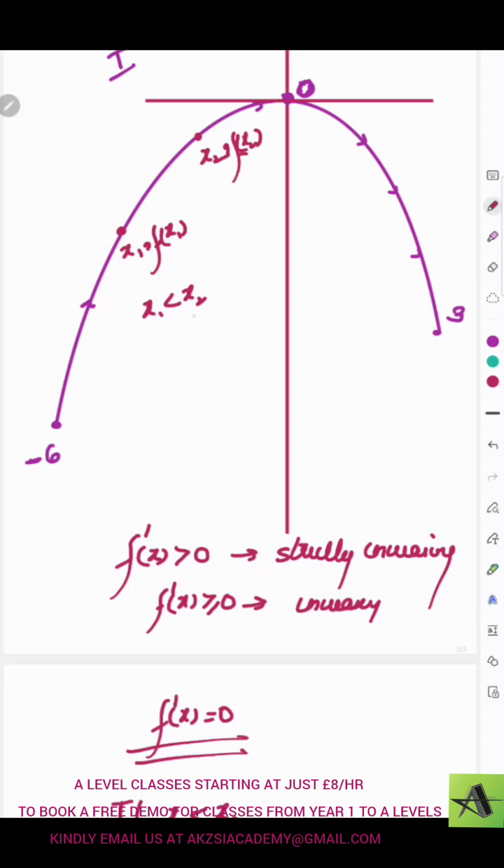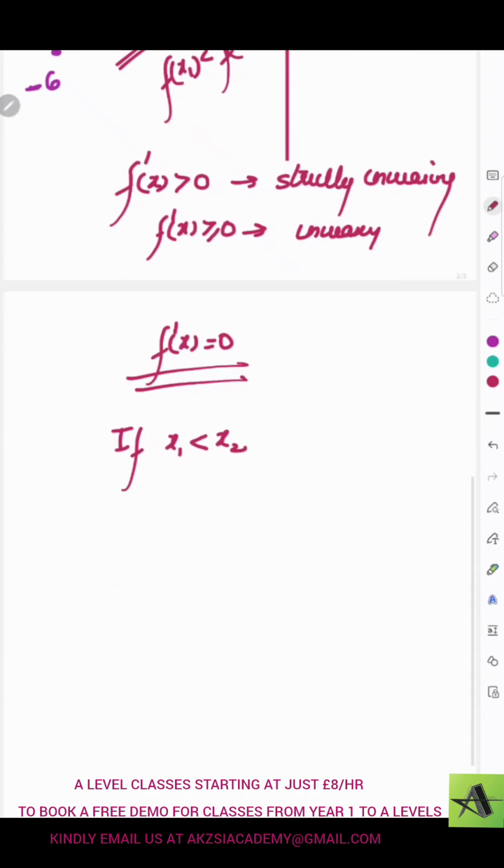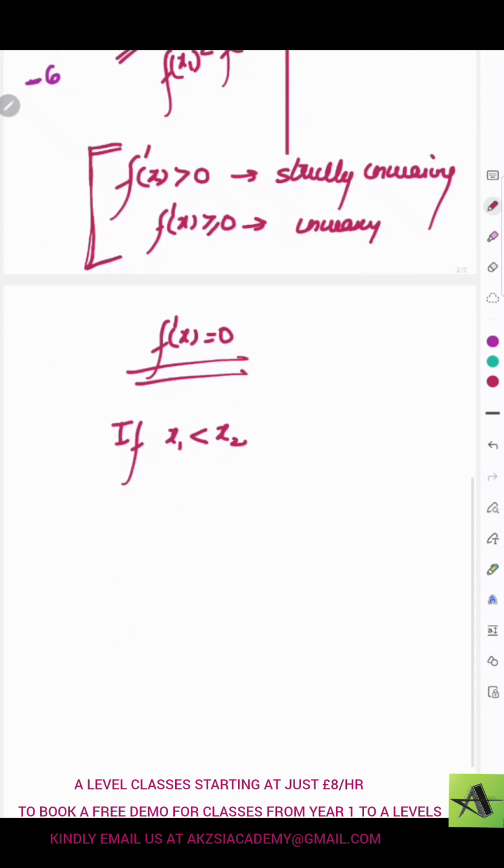So if x1 is lesser than x2, then f(x1) should be less than or equal to f(x2). That will give me the increasing function. Whereas if f(x1) is strictly less than f(x2), then it would be called a strictly increasing function. But what will help me? This part will help me in finding whether the function is increasing or decreasing.